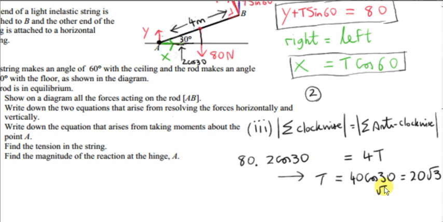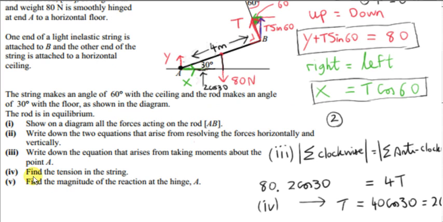Now the cos of 30 in surd form is root 3 over 2. So we get 40 times root 3 over 2. So in surd form T is 20 root 3. So we have answered parts 3 and 4. Now in part 5 we want the magnitude of the reaction at the hinge A.